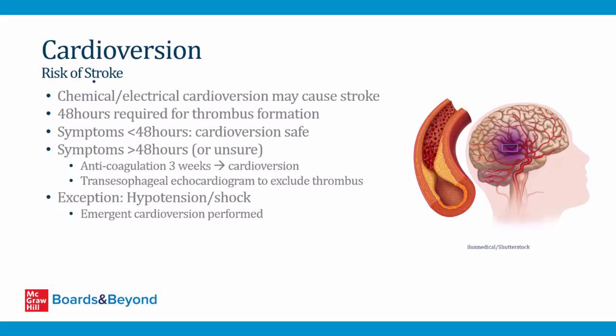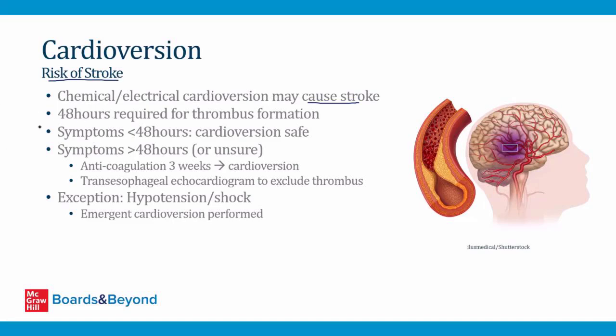If you decide to perform a chemical or electrical cardioversion, there is a risk of stroke at the time of cardioversion. That's because when the patient's in AFib, the walls of the atria are quivering, but once you do the cardioversion, the walls immediately begin contracting normally, and that can sometimes dislodge a small piece of clot, which can travel to the brain and cause a stroke. So for this reason, if you're going to do a chemical or electrical cardioversion, you have to take some precautions.